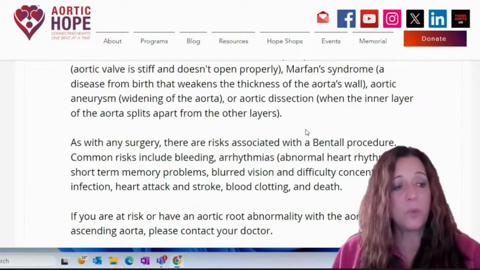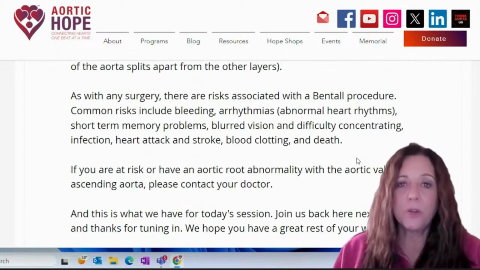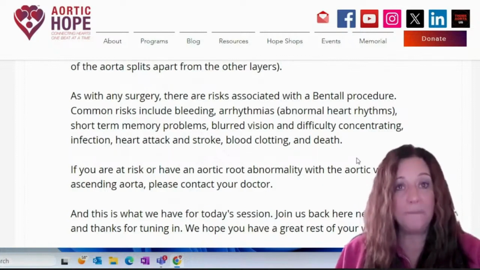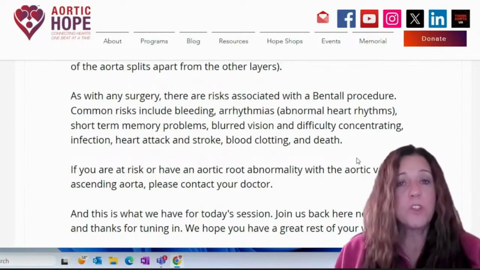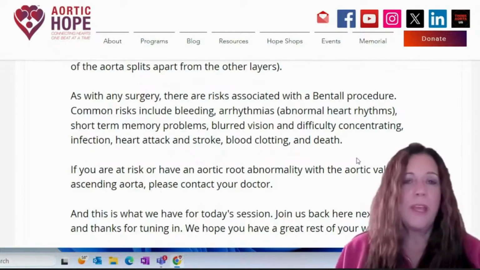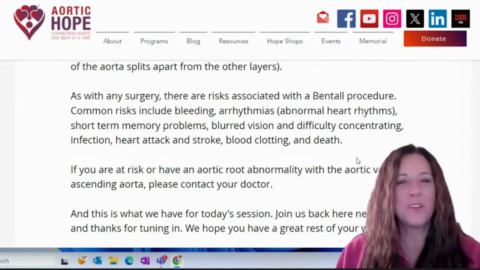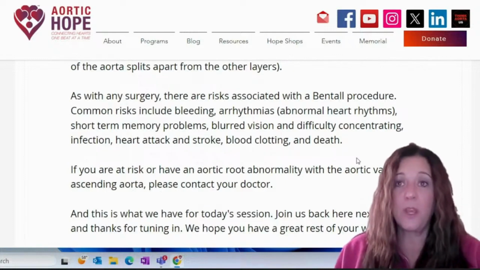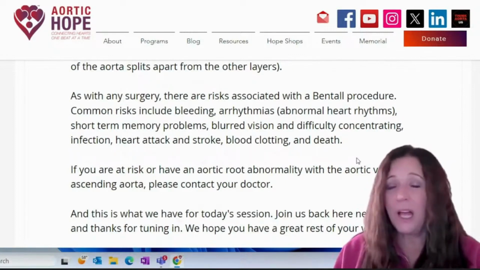Or if you have an aortic dissection, which is when, again, the inner layer of the aorta splits apart from the other layers. As with any surgery, there are going to be risks associated with the Bentel procedure, and the common risks would include bleeding, ending up with some type of arrhythmia or abnormal heart rhythm, short-term memory problems, and I'm going to assume that that's just from being on a bypass machine, just like any of us who have had a dissection. I think we can all agree that we have had a degree of short-term memory loss, but it can also cause blurred vision, some difficulty concentrating, possible risk of infection, heart attack, stroke, blood clotting, and even death.